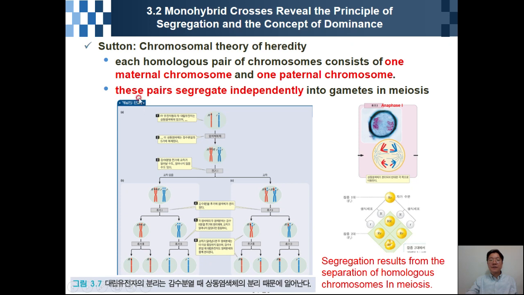So it means that the pairs of homologous chromosomes segregate independently in anaphase 1. That's why they have the same ratio. They have 2 large R, 2 small r. The ratio is 1 to 1, like this.